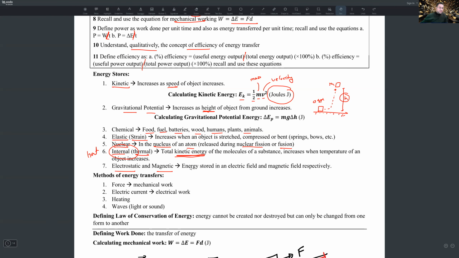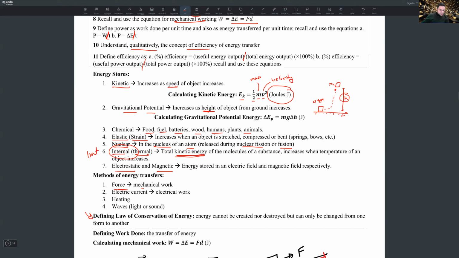Methods of energy transfer, what do I mean by that? You know this, and let's spoil something. What does the law of conservation of energy say? Energy cannot be created or destroyed, right? It can only be changed from one form to another, which means we can change energy from one type to another. For example, from chemical to sound. I'm talking right now, right?